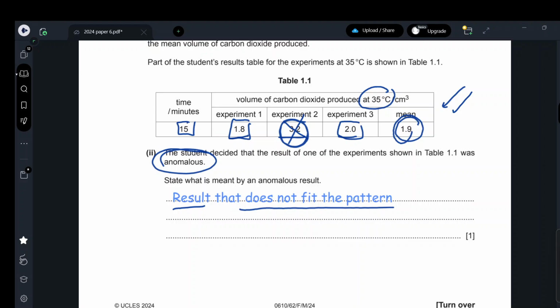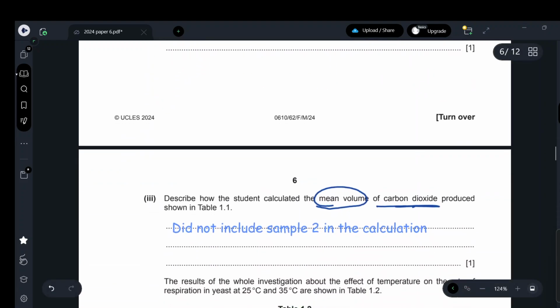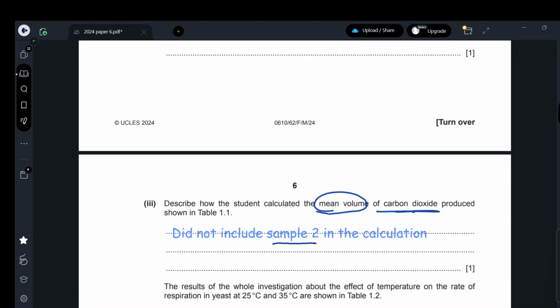In this table, since you have an anomalous result, you do not include it in the average. How am I going to calculate the average here? I will not include sample 2 in the calculation because it is anomalous.